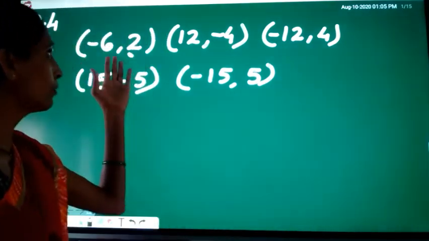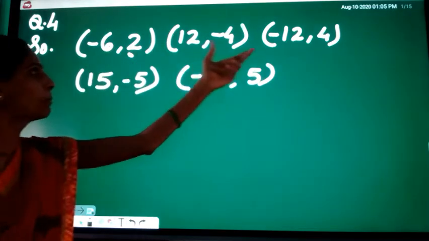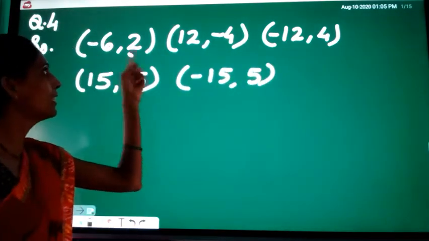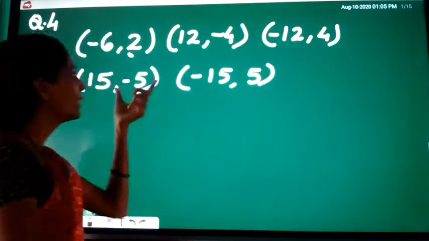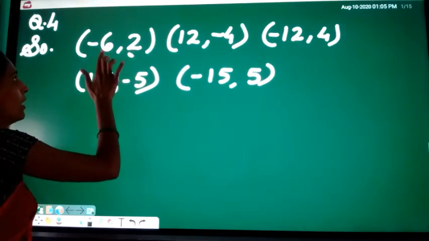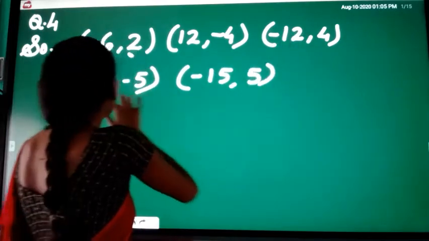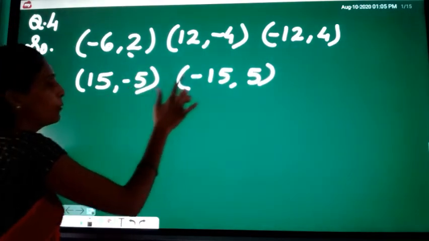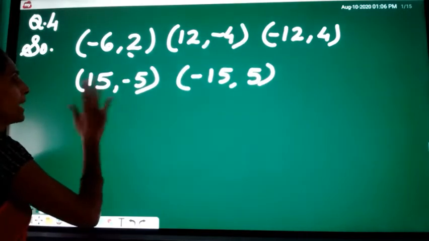Now I already wrote some examples here. In these examples you can see that one integer is a negative integer in each pair. Okay, so the first pairs given here are 6 and -2, 12 and -4, -12 and 4, 5 and -5, -15 and 5, that is 15 and -5.